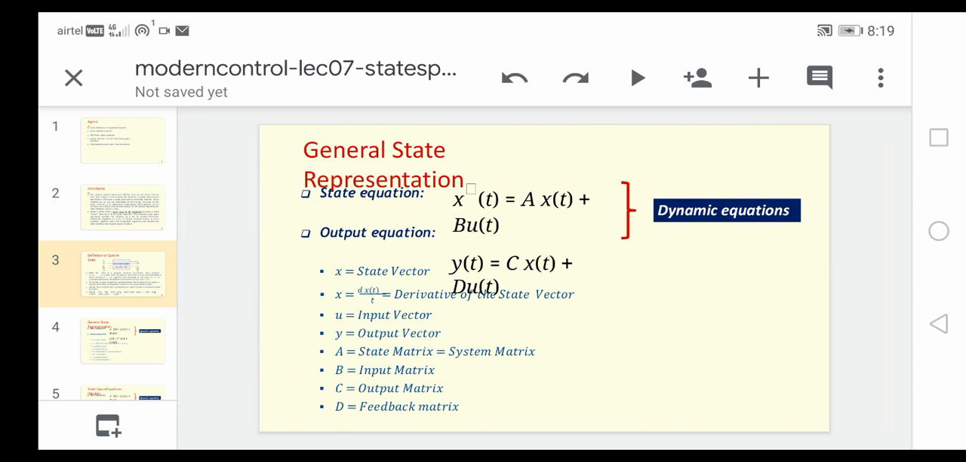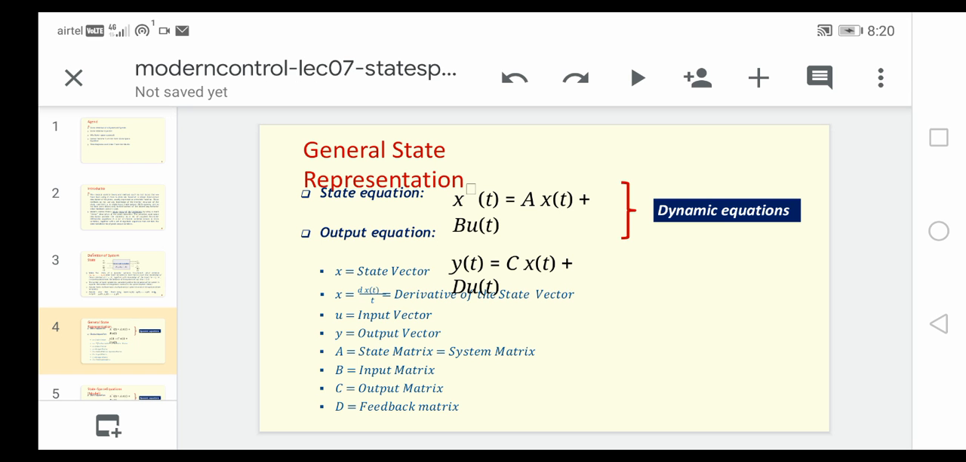This is the state. Generally, how do we get the state equation and output equation? That is the basic, general state representation. There is no confusion at all. x dot of t is equal to A x of t plus B u of t. That equation we call the state equation or dynamic equation. The output equation is y of t equal to C x of t plus D u of t. That is the general representation of the state equation.